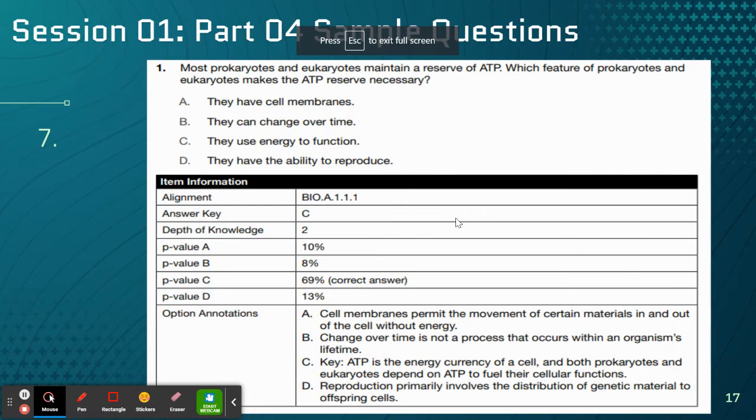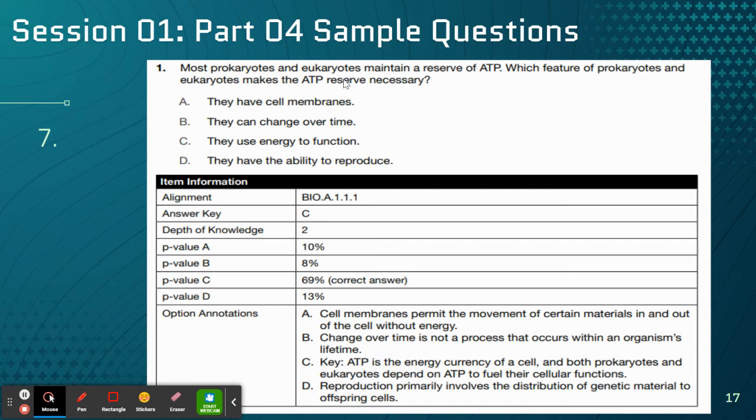What we have here, if you selected they use energy to function, you are correct. Most prokaryotes and eukaryotes maintain a reserve of ATP. Okay, so that's what this question is about. Do they all have cell membranes? Yeah, but that's not what it's asking. Can they change over time? Yes, that is a characteristic of life that prokaryotes and eukaryotes share, but that is not what this question is asking. They use energy to function. When you see ATP, you think energy. And then they have the ability to reproduce. Yes, that is a characteristic of life, but not what the question is asking.